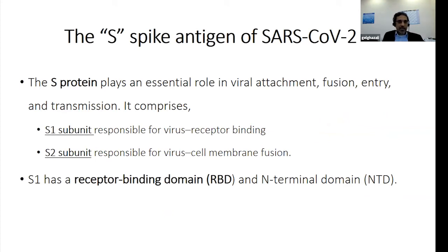The S-spike antigen, or protein, plays an essential role in viral attachment, fusion, entry, and transmission of the virus. It has two subunits, S1 and S2. The S1 subunit is responsible for receptor binding, and the S2 subunit is responsible for virus cell membrane fusion. It is worth mentioning that S1 has two domains: the receptor binding domain, which I'm going to refer to in the text as RBD, and the N-terminal domain.